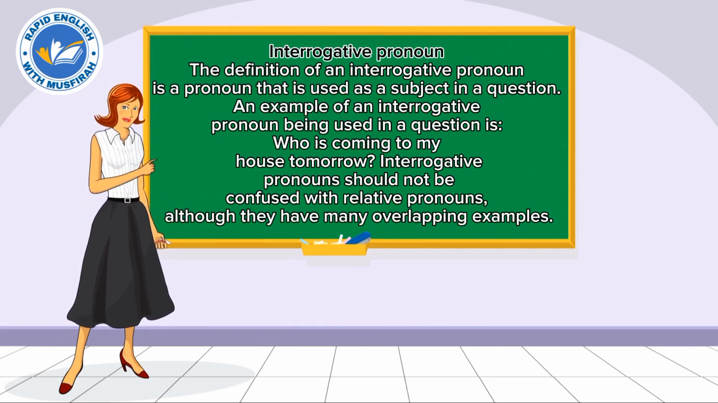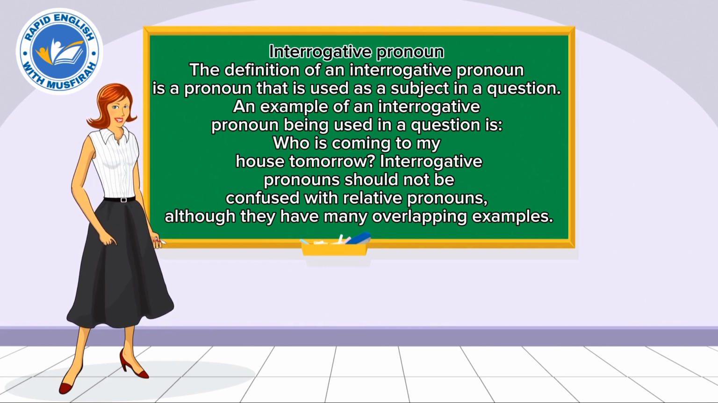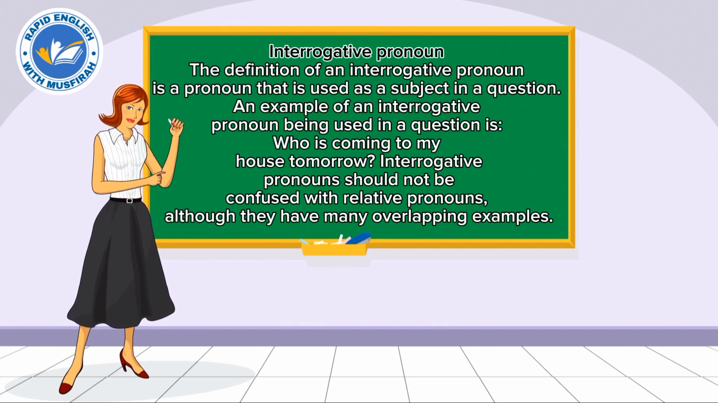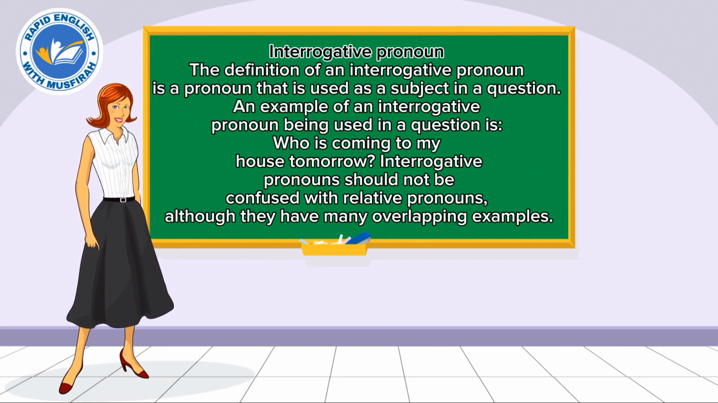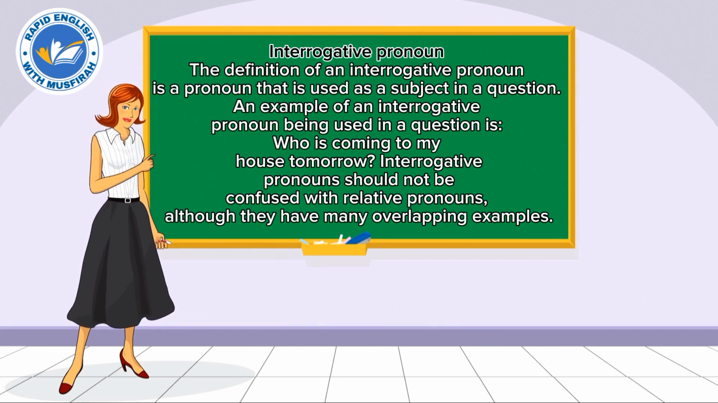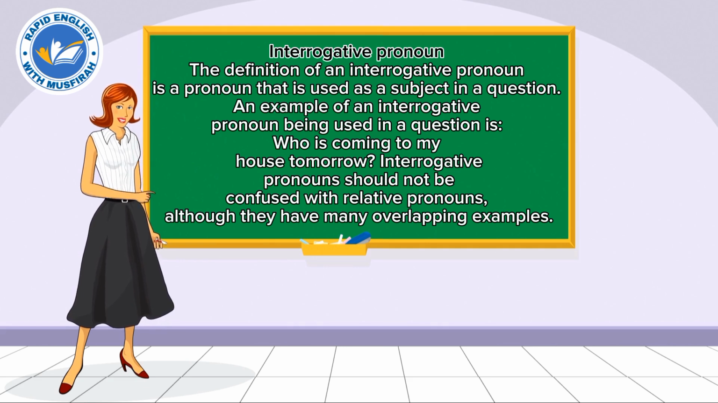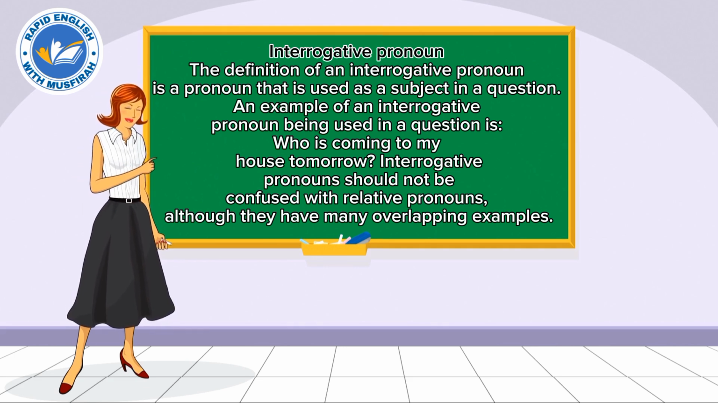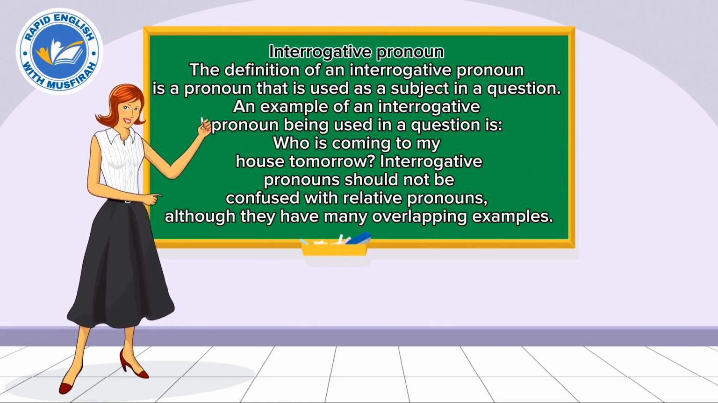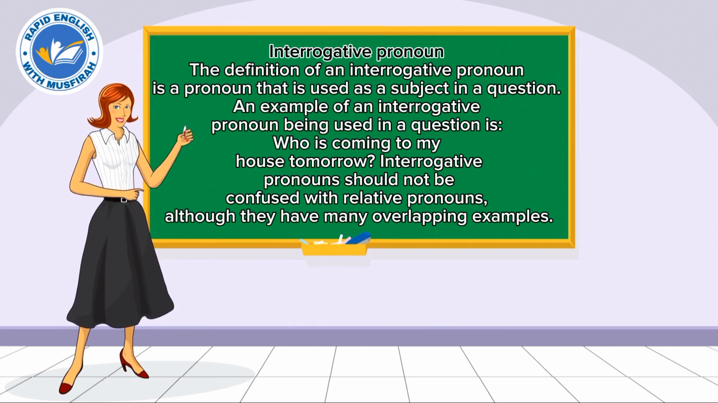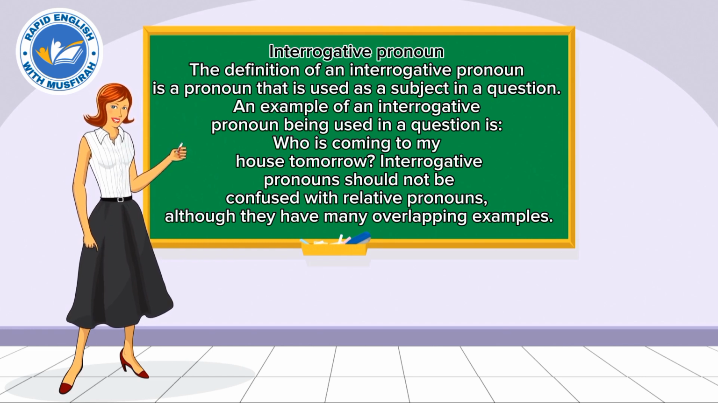Interrogative pronoun. The definition of an interrogative pronoun is a pronoun that is used as a subject in a question. An example of an interrogative pronoun being used in a question is, "Who is coming to my house tomorrow?" Interrogative pronouns should not be confused with relative pronouns, although they have many overlapping examples.